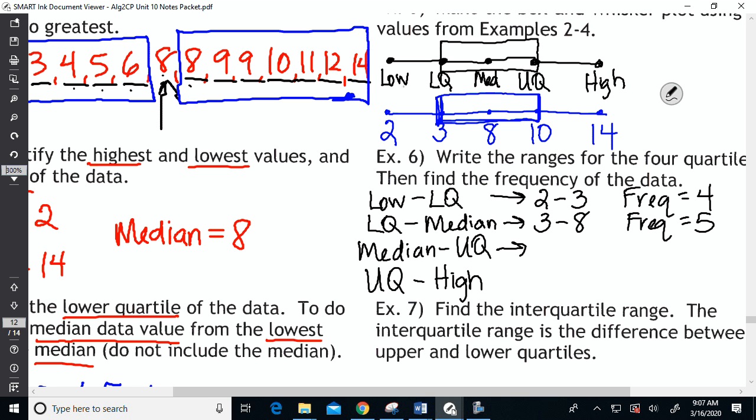Median to upper quartile would be from 8 all the way to 10. You don't count the 8s, you already used them. 1, 2, 3. Frequency is 3. And upper quartile to your highest value, so that would be 10 to 14. You don't use any 10s because you already counted them. 11, 12, 14, that's 3 numbers.